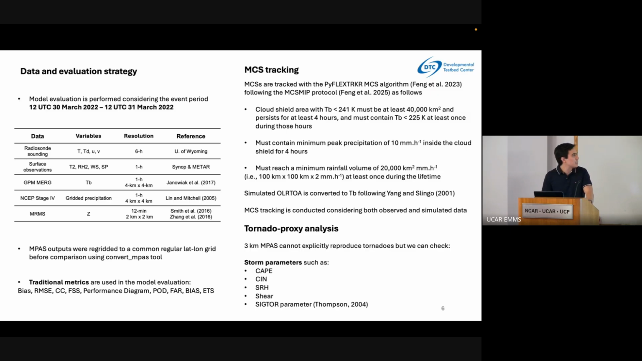And finally, the tornado proxy analysis. 3-kilometer MPAS cannot explicitly reproduce tornadoes, but you can check some storm parameters.